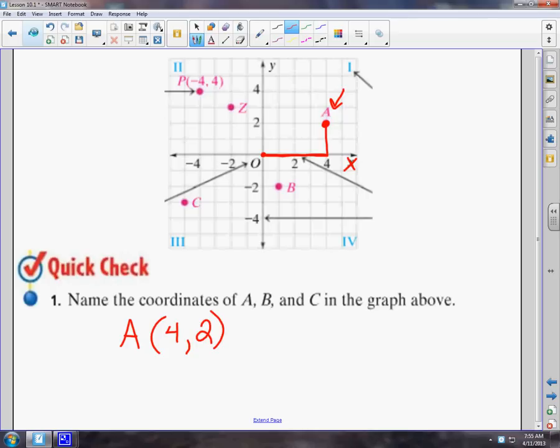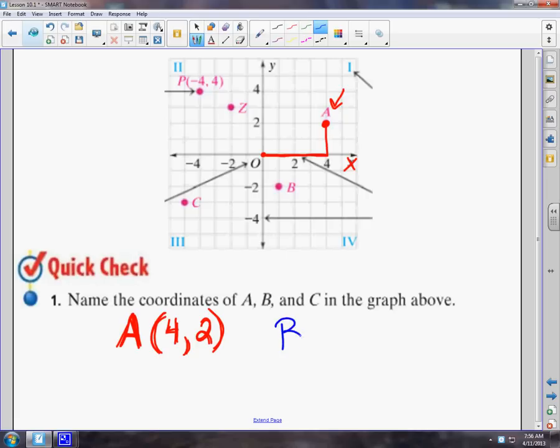So if I wanted to name the coordinates, it would look just like this. I'd put a letter out front, whatever one I'm naming, which is A. It has to have a name. And then I put a parenthesis, and then I put 4, 2, and then I put an end parenthesis. That tells me that A is at over 4, up 2. So try B and C, and then we will go over it.